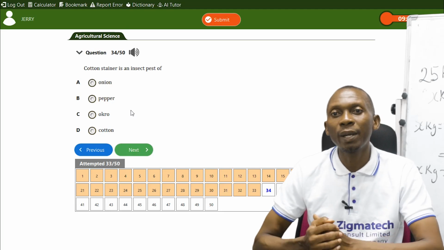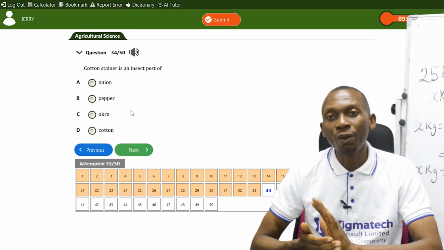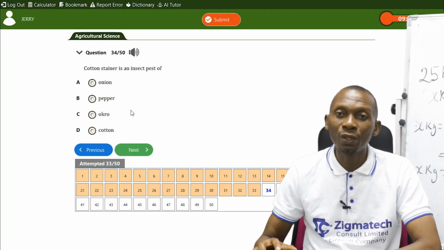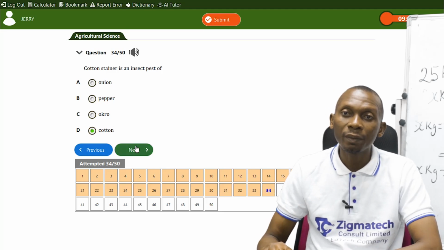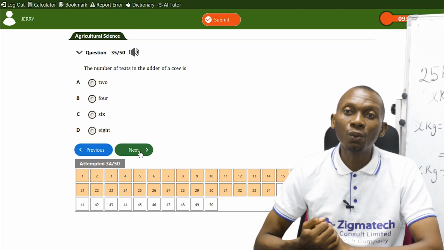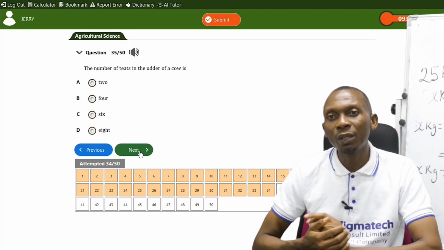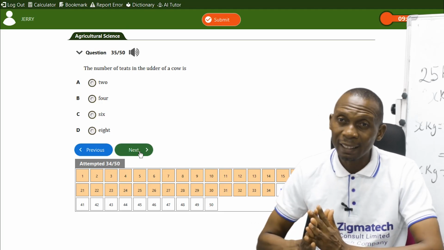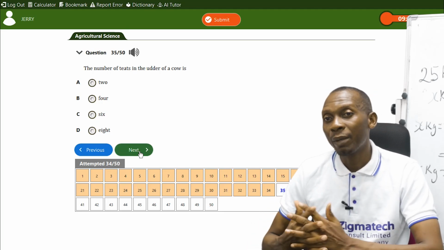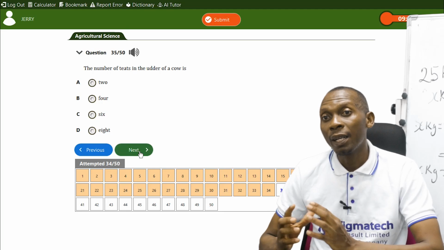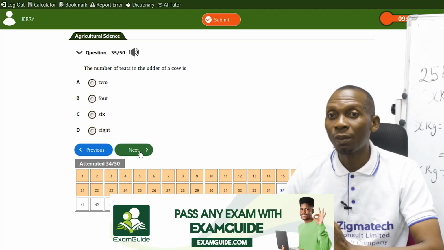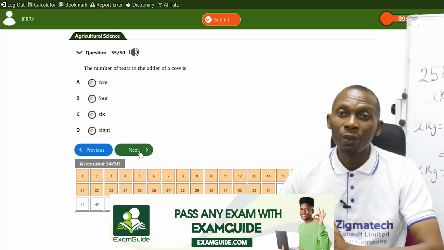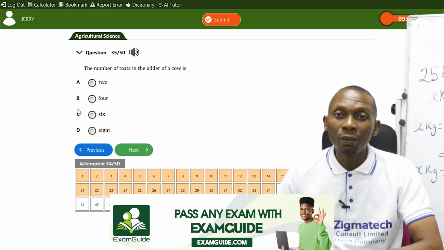Cotton stainer is an insect pest of onions, pepper, okra, cotton. From the name cotton stainer, we should know the answer. Should be cotton. The number of teats in the udder of the cow is, when we talk about the udder, we're referring to the breasts or the mammary gland of cows. You know, for animals, we refer to it as either udder or mammary gland. We will not call it breast. So for cows, they have 4 in number.